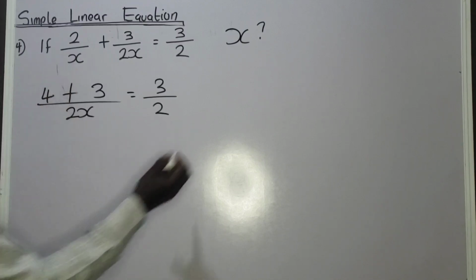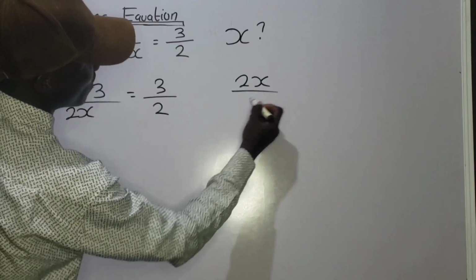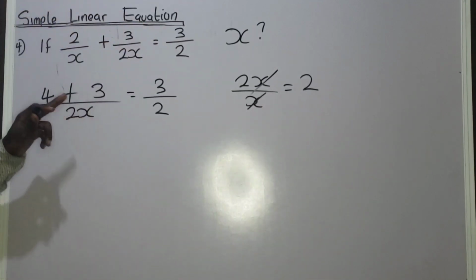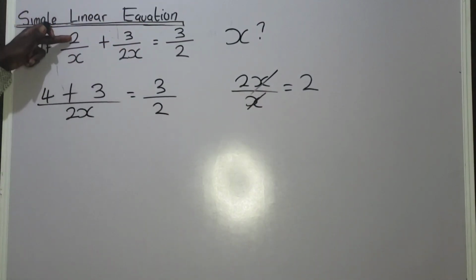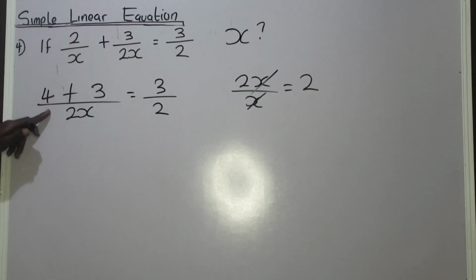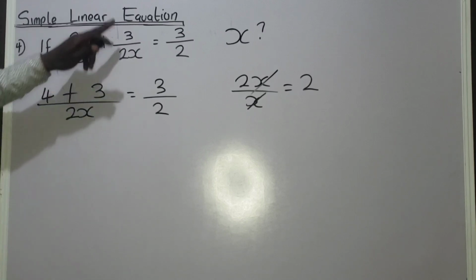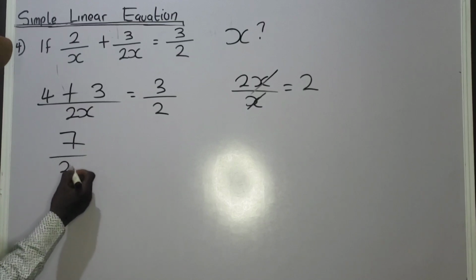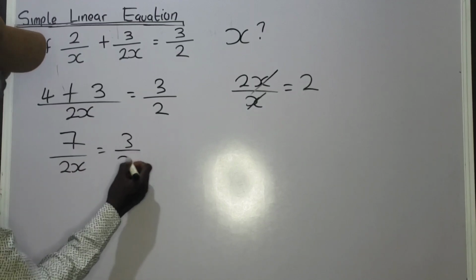2x divided by x, that means that 2x all over x, this will cancel this, so I'm left with 2. So I multiply these 2 by these 2 at the denominator, so I got 4. Do you understand? And I did the same for this, I got 3. Now for this I'm going to have 7 all over 2x is equals to 3 all over 2.